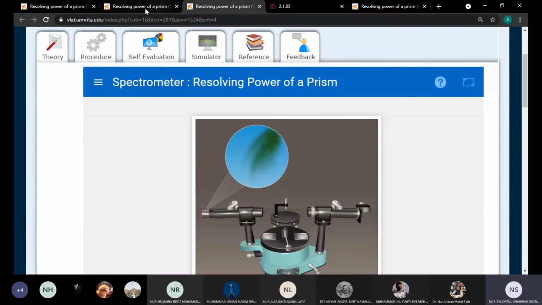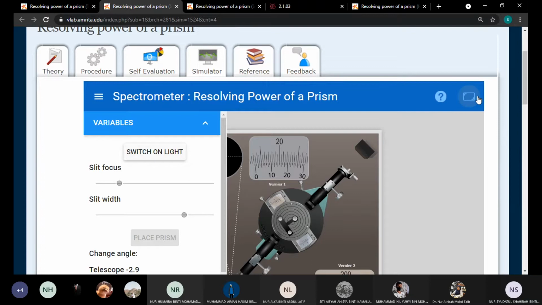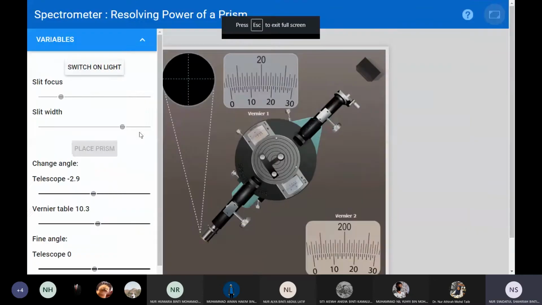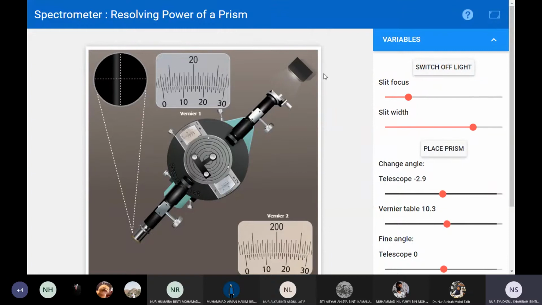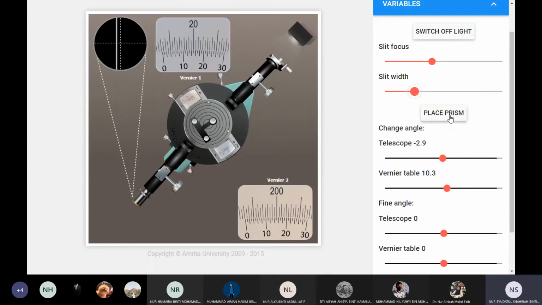So we will move on to the control. This is for us to switch on the mercury lamp. For this panel, it is to focus the slit, which is this slider to focus the slit, and this is for the slit width. You can adjust it to the best focus, and this is to place the prism here.